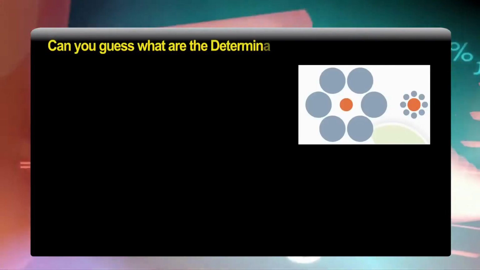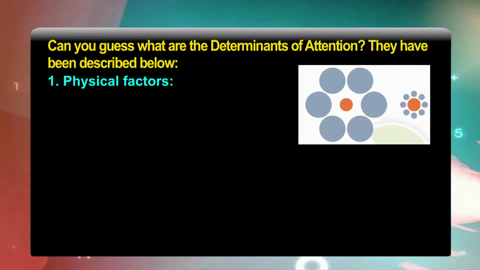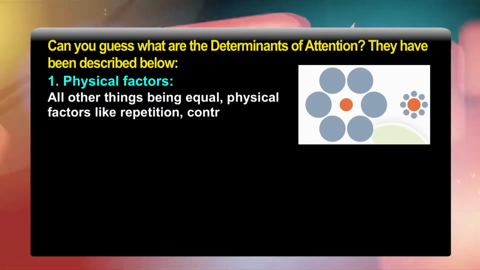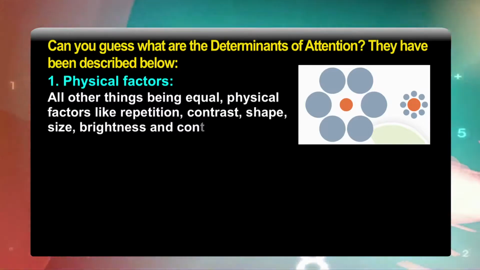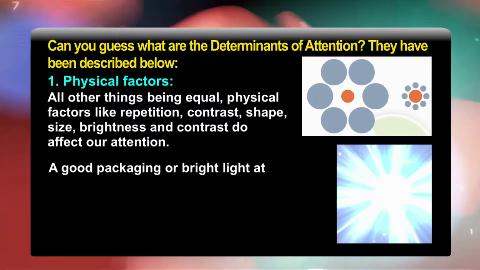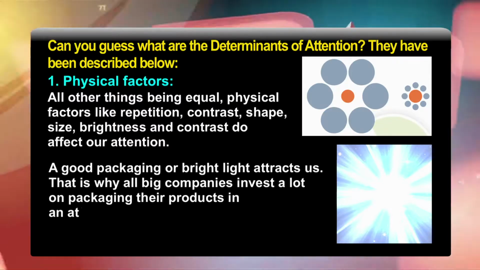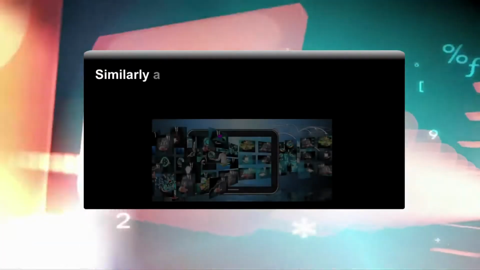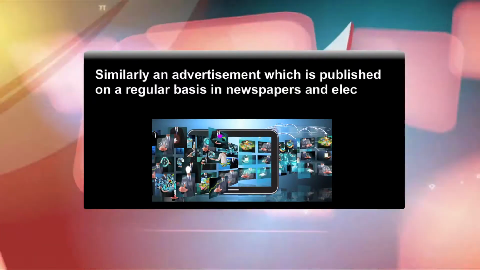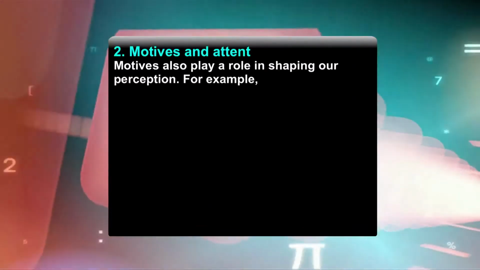Can you guess what the determinants of attention are? They have been described. Number 1. Physical factors. All other things being equal, physical factors like repetition, contrast, shape, size and brightness do affect our attention. A good packaging or a bright light attracts us. That is why all big companies invest a lot in packaging their products in an attractive manner. Similarly, an advertisement which is published on a regular basis in newspapers and electronic mode is noticed more easily than non-advertised products. Number 2. Motives and attention.